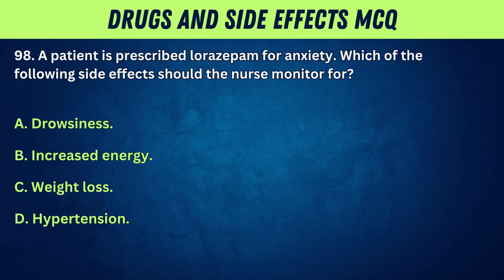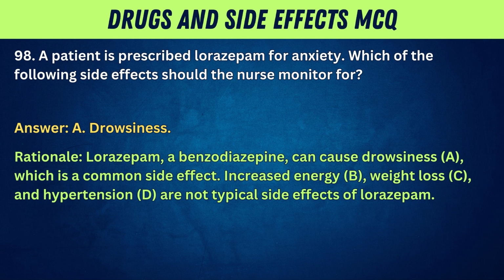98. A patient is prescribed lorazepam for anxiety. Which of the following side effects should the nurse monitor for? A. Drowsiness. B. Increased energy. C. Weight loss. D. Hypertension. Answer: A. Drowsiness. Rationale: lorazepam, a benzodiazepine, can cause drowsiness, which is a common side effect. Increased energy, B, weight loss, C, and hypertension, D, are not typical side effects of lorazepam.